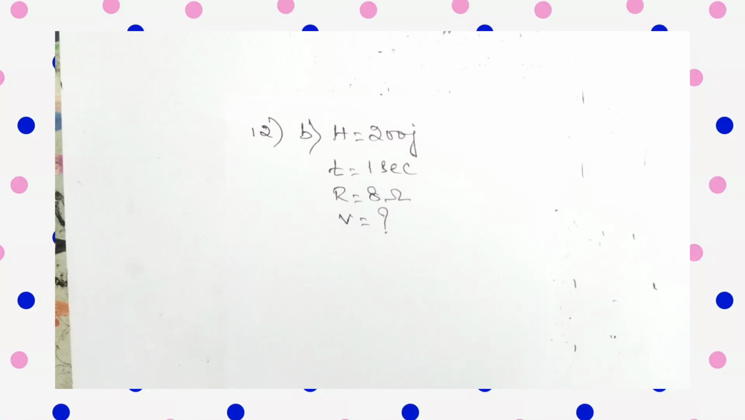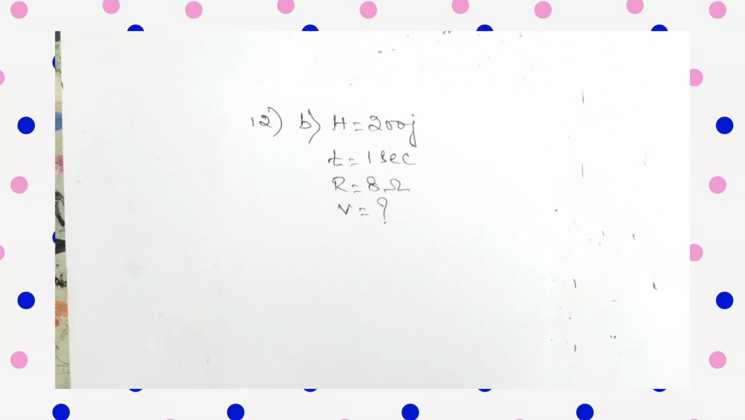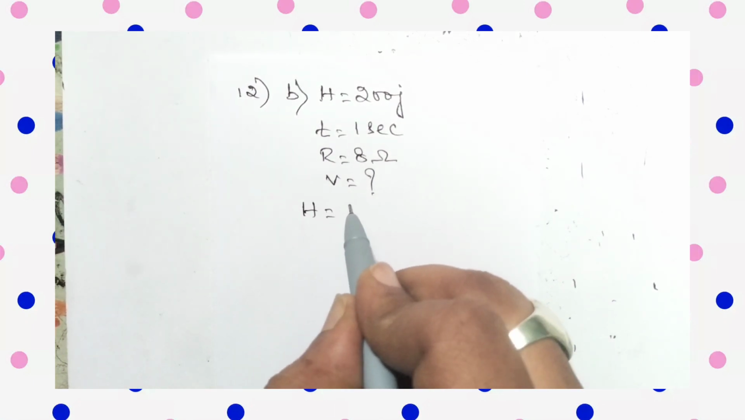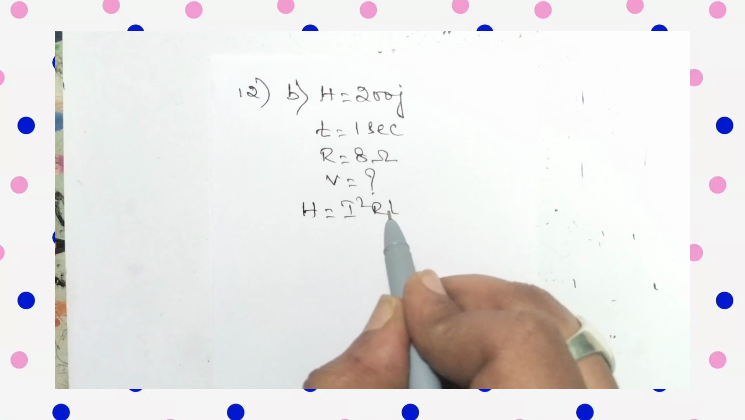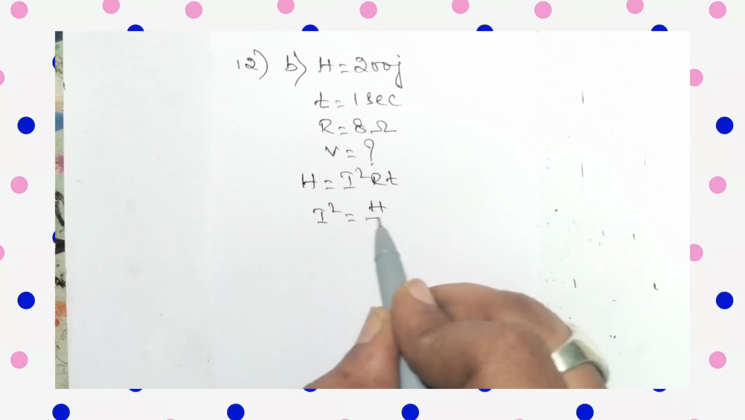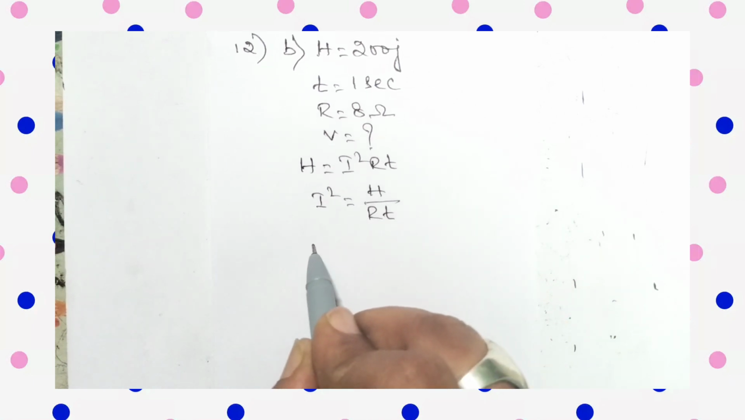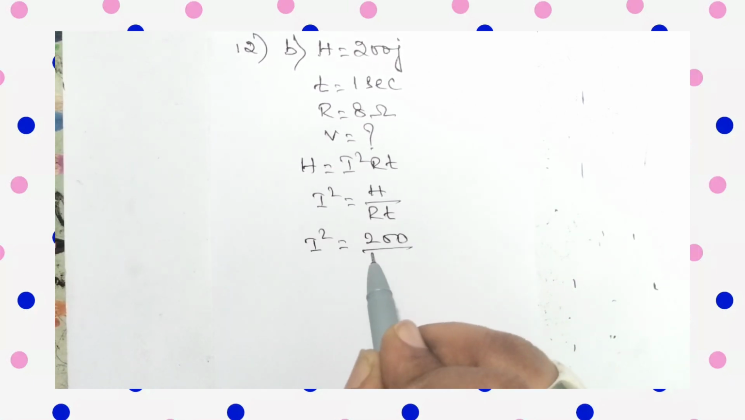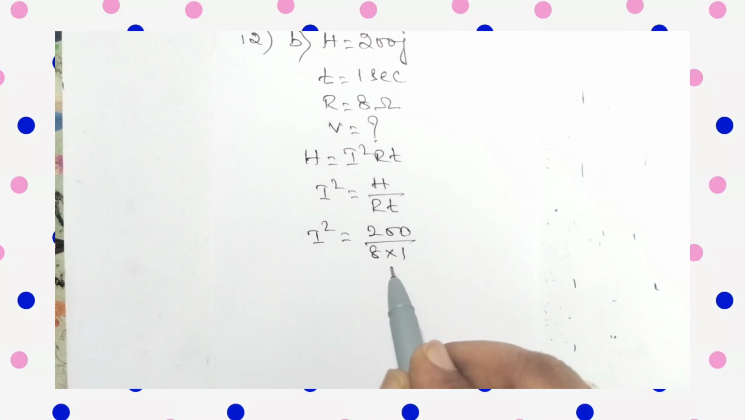So V na naviga calculate maadta hogona. So now let us calculate what will be the V. Now let us apply Joule's law. H is equal to I square RT. Namage bekagirodu first I square. I square is equal to H by RT. So I square is equal to H andre 200. Resistance is 8. Time is 1 second.